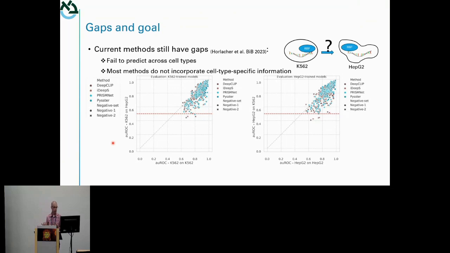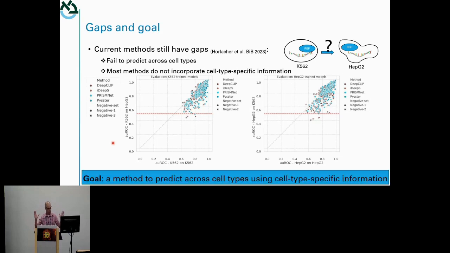And one of the ways that we are going to solve it is to use cell type specific information that many of the methods do not use, and I've shown one example of PrismNet. So this was the goal of our study: to develop a new method to allow cell type specific prediction using cell type specific information.